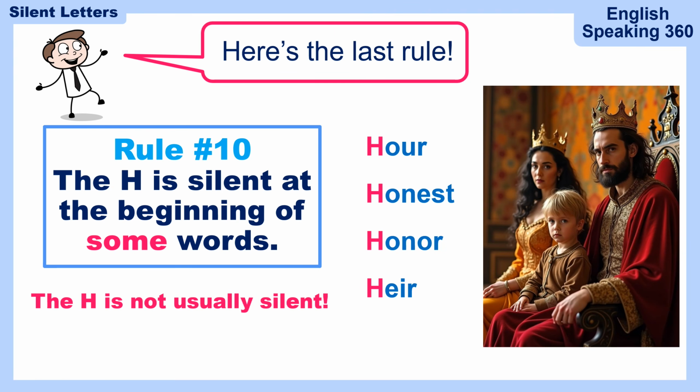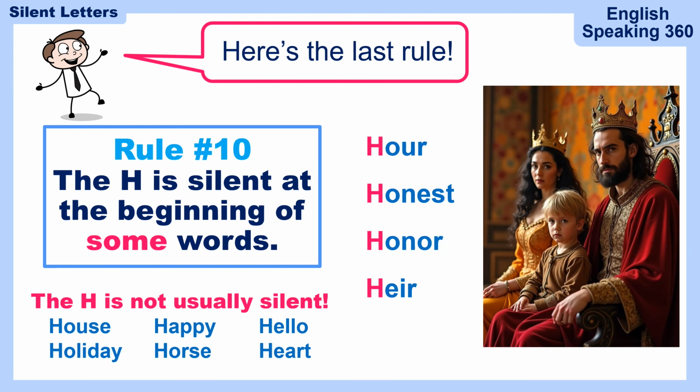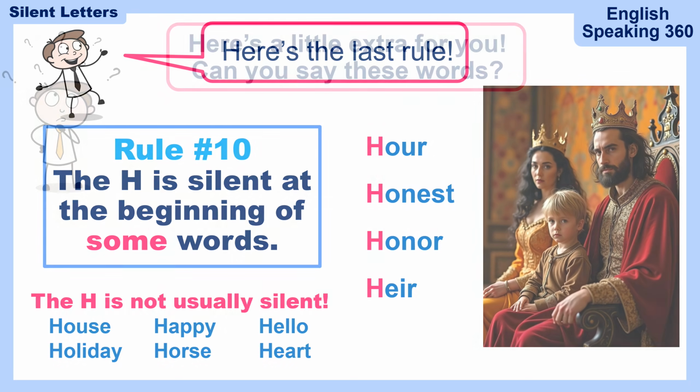But watch out because the H is not usually silent. House, happy, hello, holiday, horse, heart. In most words, the H is pronounced, except for hour, honest, honor, and heir.